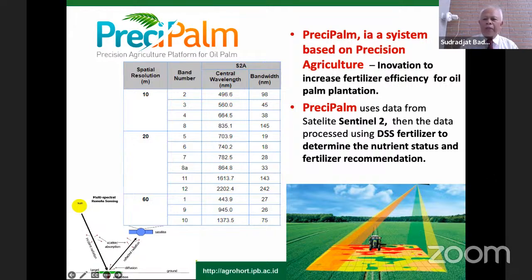PreciPalm is a system based on precision agriculture. It is an innovation to increase fertilizer efficiency for oil palm production. Our PreciPalm uses data from the Sentinel-2 satellite, and then the data is processed using a fertilizer decision support system to determine the nutrient status and fertilizer recommendation. So we have to determine the nutrient status in the leaf of oil palm. As we know, the spatial resolution of the satellite is 10 meters, 20 meters, and 60 meters, and also Sentinel-2 has 13 bands.